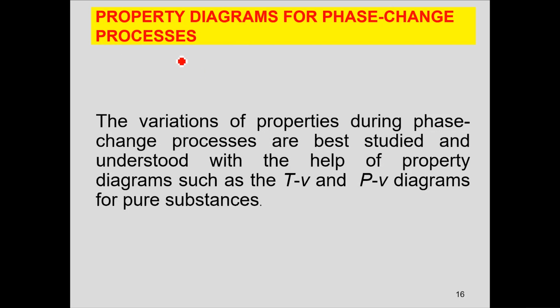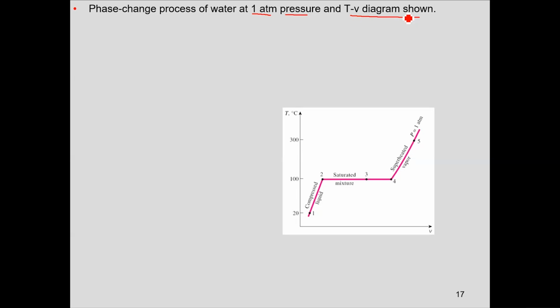So we'll first try to develop a complete TV diagram for a pure substance, which is water, based on what we have understood so far. The phase change process of water at 1 atmospheric pressure, represented on a TV diagram, is shown below. This is the diagram. This is the compressed liquid region, saturated mixture region, and superheated vapor region. But all of this is being done at constant pressure, which is 1 atmosphere.